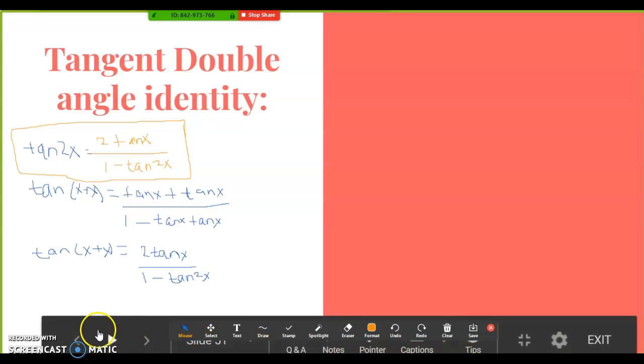Now we're going to move on and we're going to verify these identities.